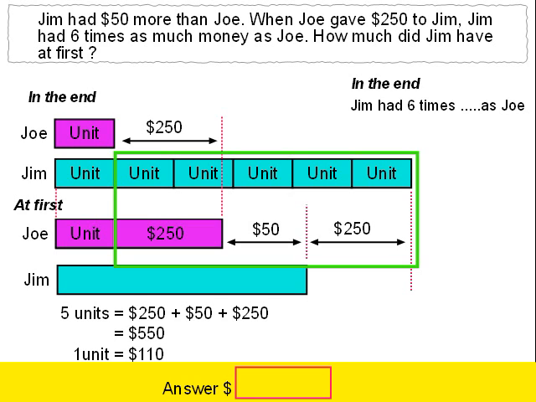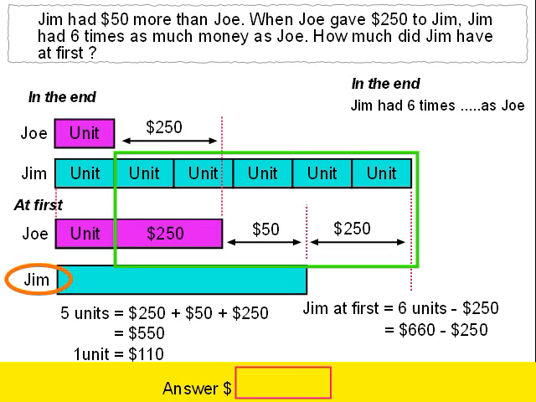That's for 1 unit. Now the question is, how much did Jim have at first? So we look at the model at first. Jim had this amount, which is the total of 6 units minus 250. So Jim at first is 6 units minus 250. Since 1 unit is equal to 110, therefore 6 units is 660. So we put in 660 minus 250. Work out your sum, you get $410. Okay, so the answer is Jim had $410 at first.